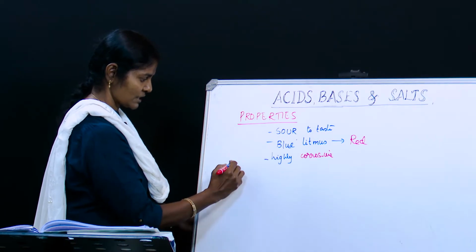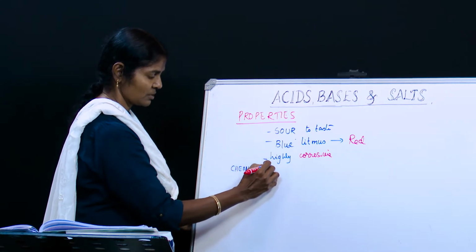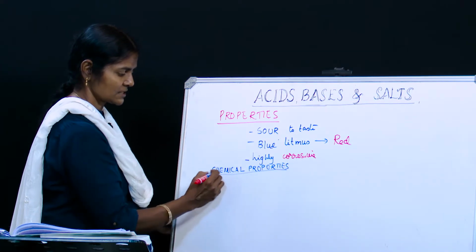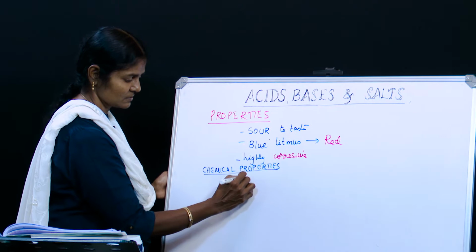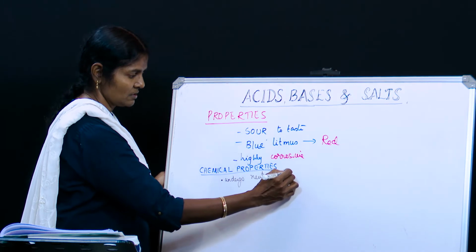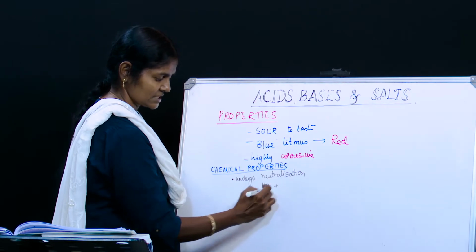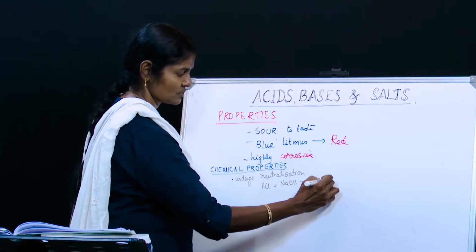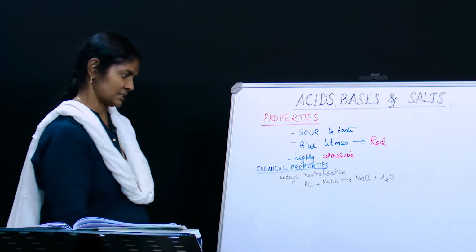Now we move on to the chemical properties. These are physical things that we see. Now we move on to chemical properties. What do these do? Acids basically undergo neutralization reactions. Let us just recall what is neutralization. When it reacts with a base, it gives you salt and water. This is an acid that reacts with a base like sodium hydroxide, that gives you a salt, sodium chloride, and water. That is called neutralization.